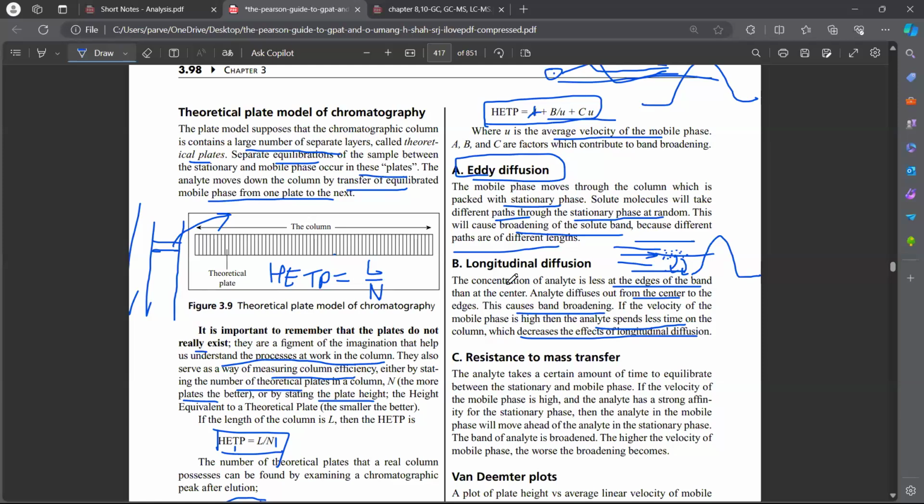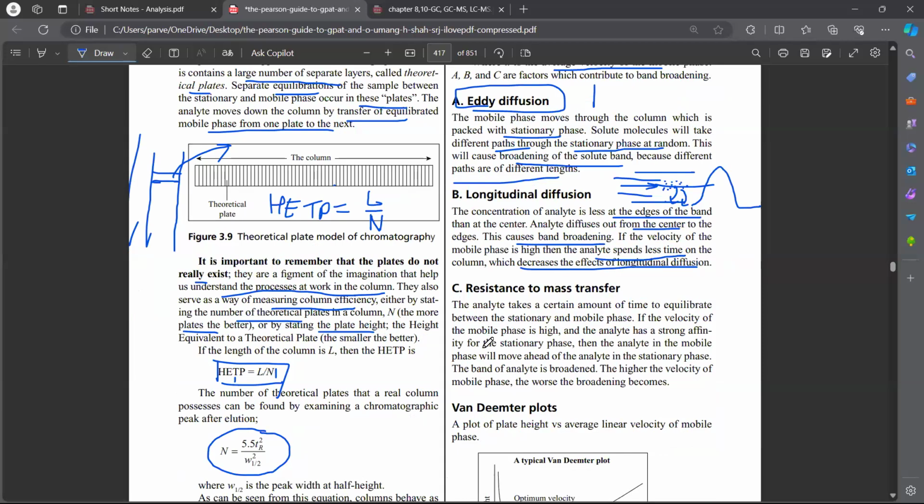So for the HPLC, we cancel the B value. The B value is neglected in the case of HPLC, which gives A plus CU. As I mentioned, for gas chromatography we get B by U plus CU, and for HPLC we have A plus CU.